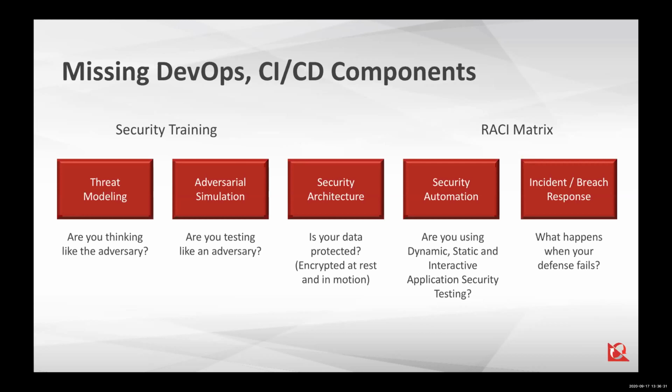So threat modeling: are you thinking like an adversary? Adversarial simulation: are you testing like an adversary? And your security architecture: is your data protected? Is it encrypted at rest and in motion? And can you prove it? There are so many data leaks out there and you wonder how they happen, and it's typically misconfiguration. That's probably number one, but it's one of the most embarrassing and easily avoided components, yet often missing in the DevOps CI/CD pipeline.